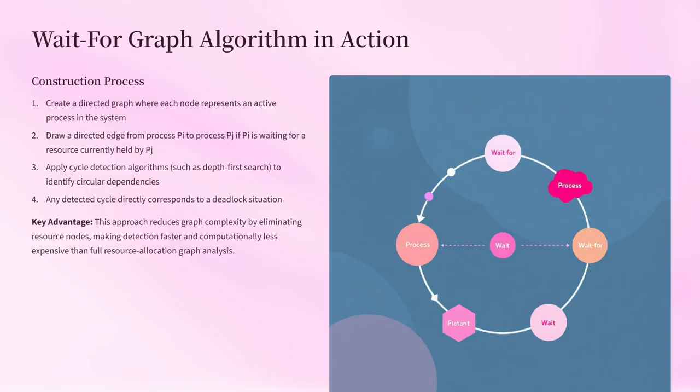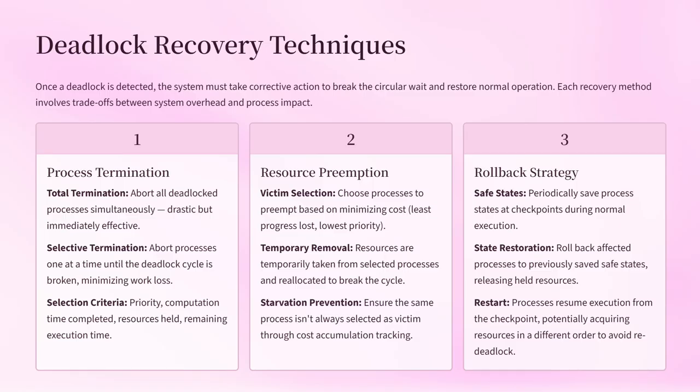The main advantage of this method is that it simplifies the graph by removing resource nodes, which makes detection faster and more efficient, especially in systems with many processes. Once a deadlock is detected, the system must take steps to recover. There are three main recovery strategies.